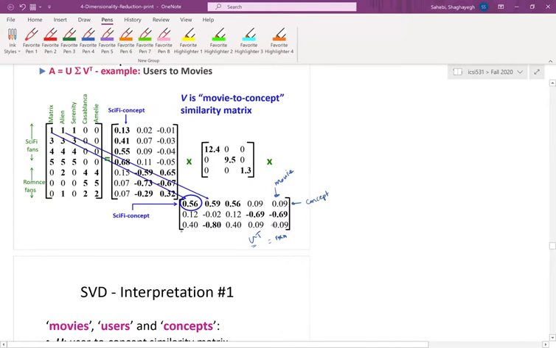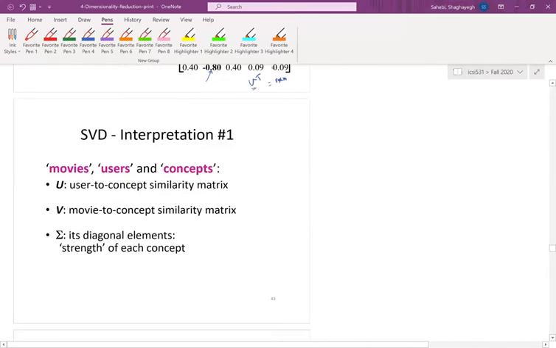And it does have a little bit of romance in it, but not much. But then if we look at Alien, we can see that in addition to sci-fi, it does have some romance in it. And that is because we can see that Alien has been rated by both users that like sci-fi and like romance movies, right? So this is our first interpretation of SVD.